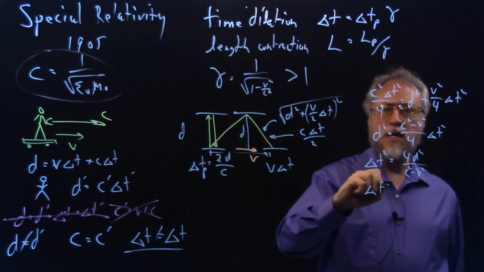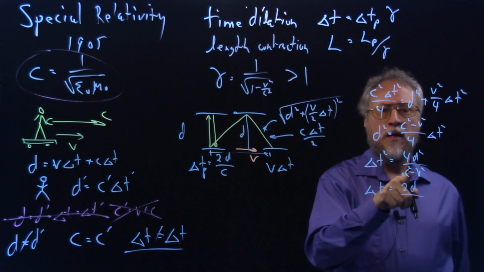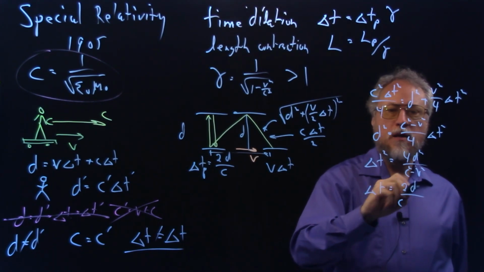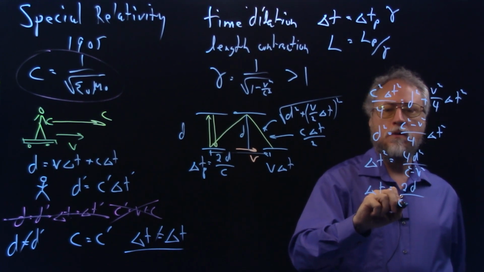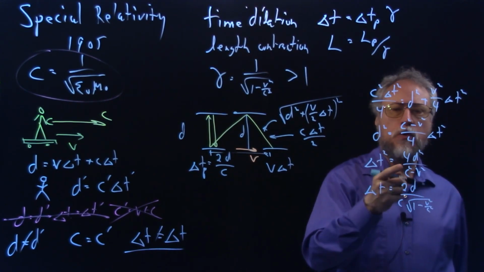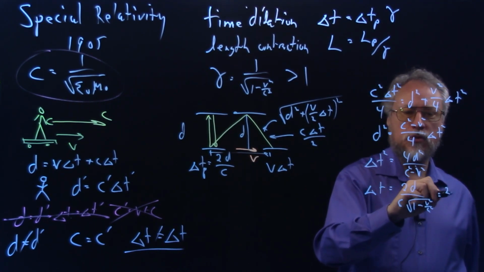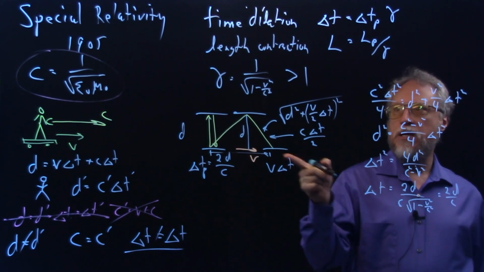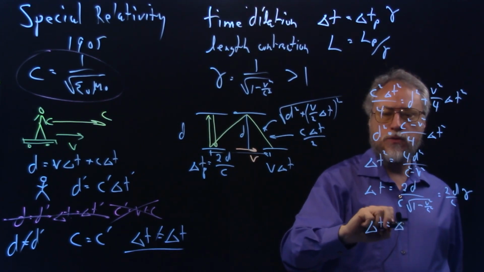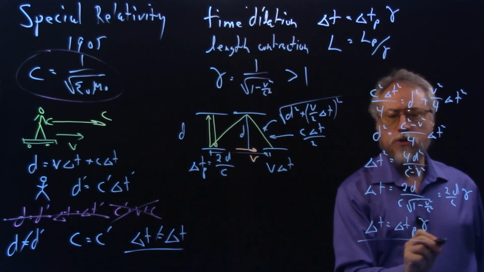So delta t is equal to 2d over, and I can factor out a c, times the square root of 1 minus v squared over c squared. Divide out the c squared square root, and so this becomes 2d over c times gamma. So delta t is equal to delta tp times gamma, which is our original equation.